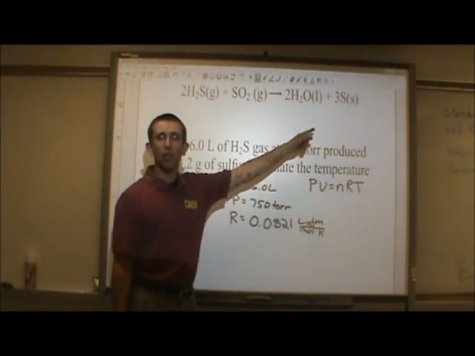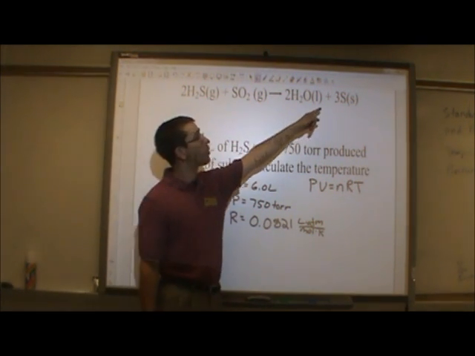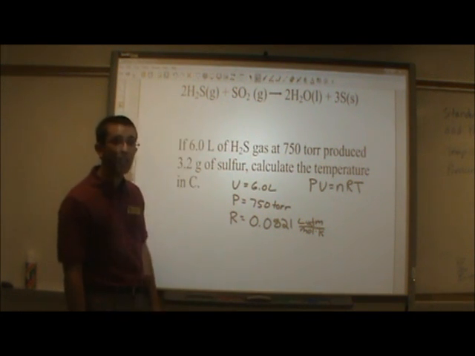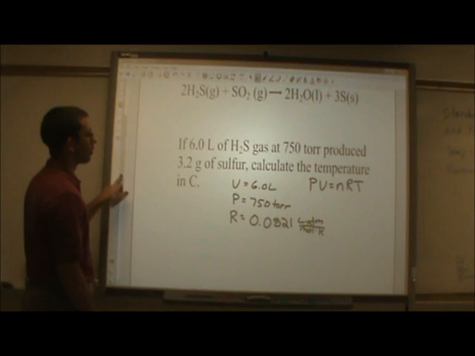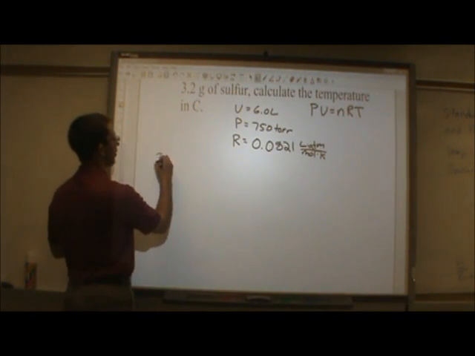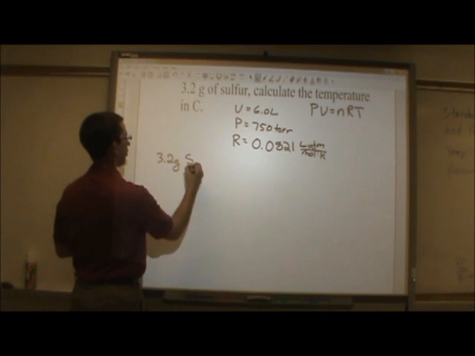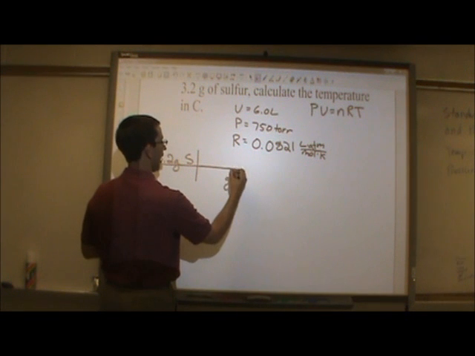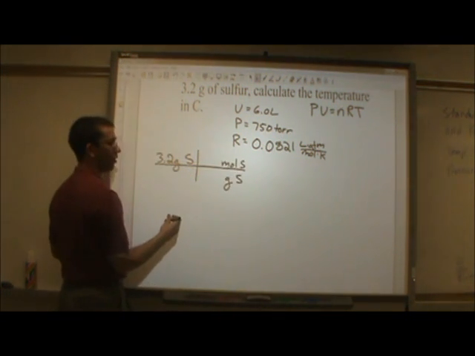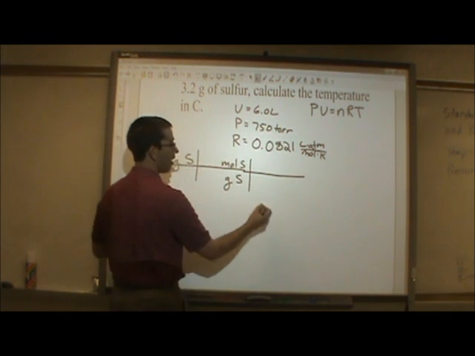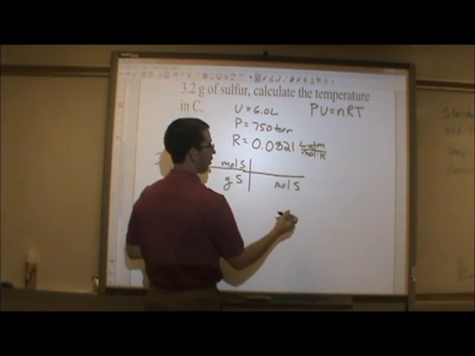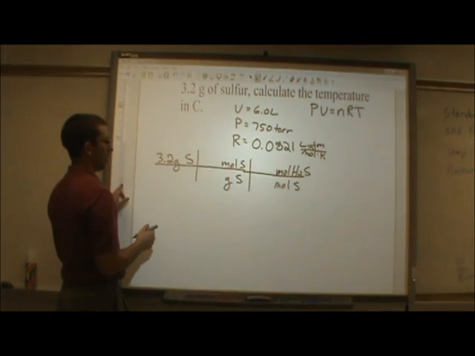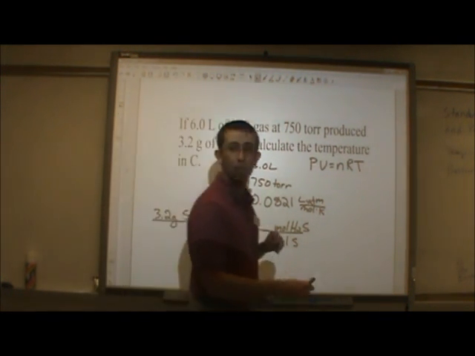Because I'm given a balanced equation, if I know how many grams of sulfur I make, can I convert this to moles of H2S? Hopefully your answer is yes. In stoichiometry we did that. So let's go down here. We're given 3.2 grams of sulfur. I want to cancel out grams of sulfur, and I can go to moles of sulfur. And then from moles of sulfur, we can go to moles of H2S.